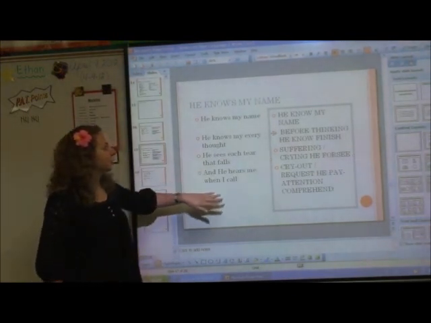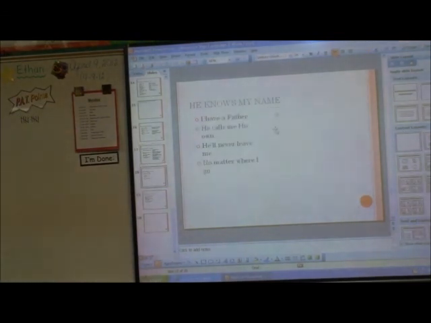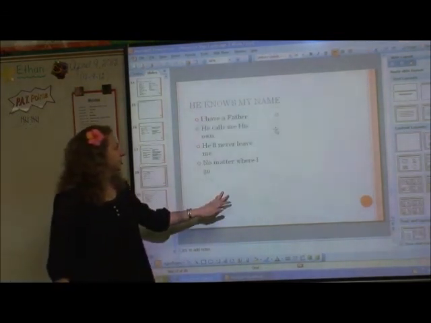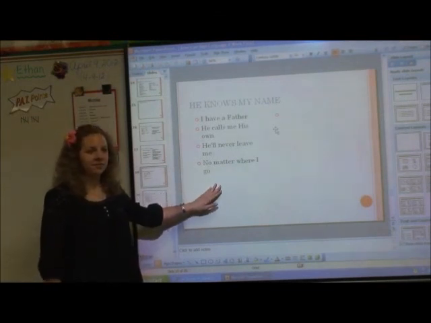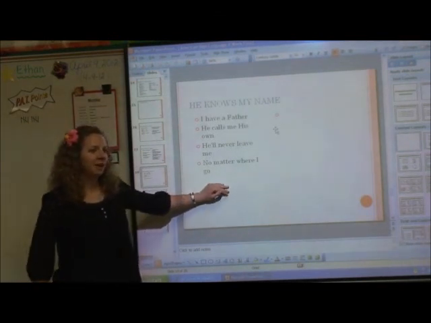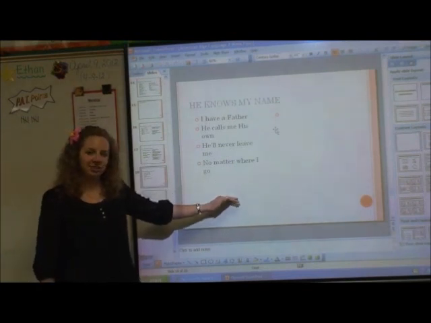I want you to go through and find the next verse. So, I have a father. He calls me his own. He'll never leave me, no matter where I go. And I want you to start thinking about ways that you could do this one, a way that you could translate it yourself.